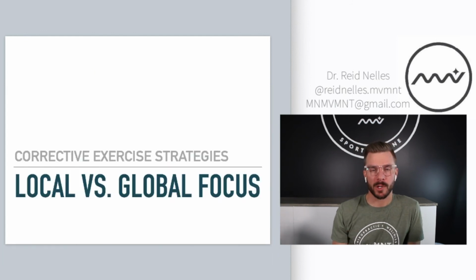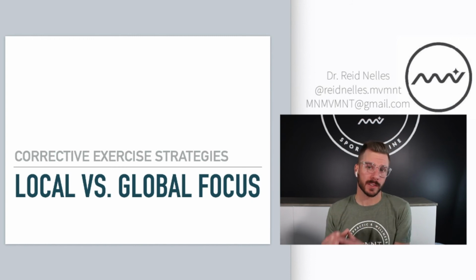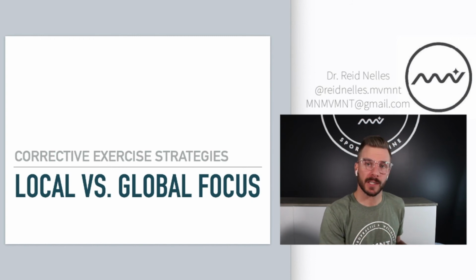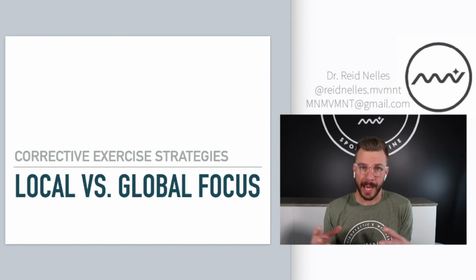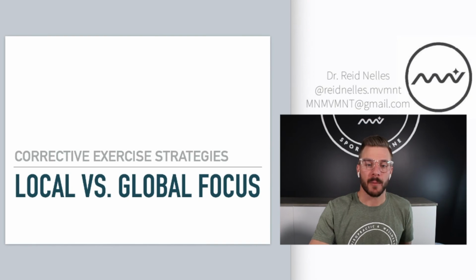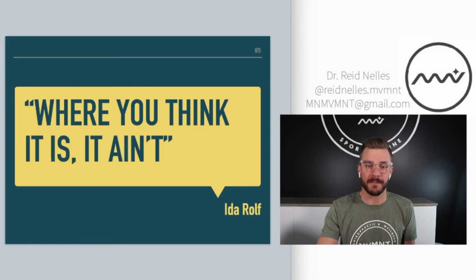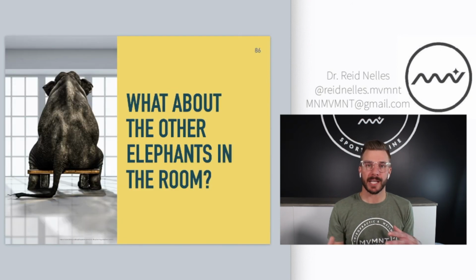Okay. Next portion of this chapter is going to get into our local versus global focus. Just like we had a local assessment of the shoulder and a global assessment of the shoulder, we're going to have a local exercise base to choose from and a global exercise base to choose from. Because, like Ida Rolf says, where you think it is, it ain't. This is that victim versus culprit idea, and understanding that there might be other elephants in the room.